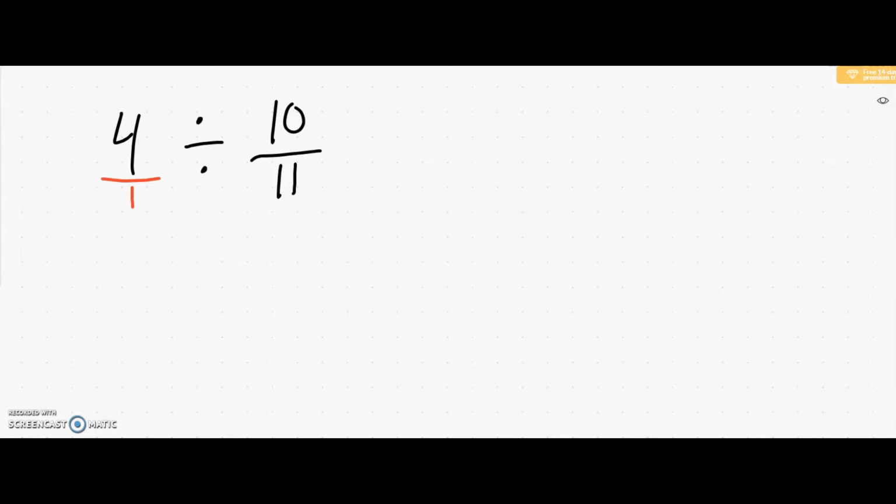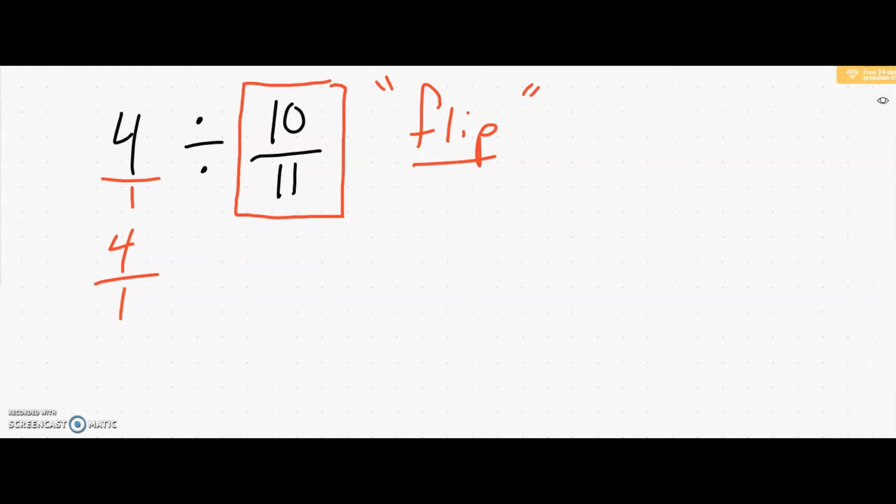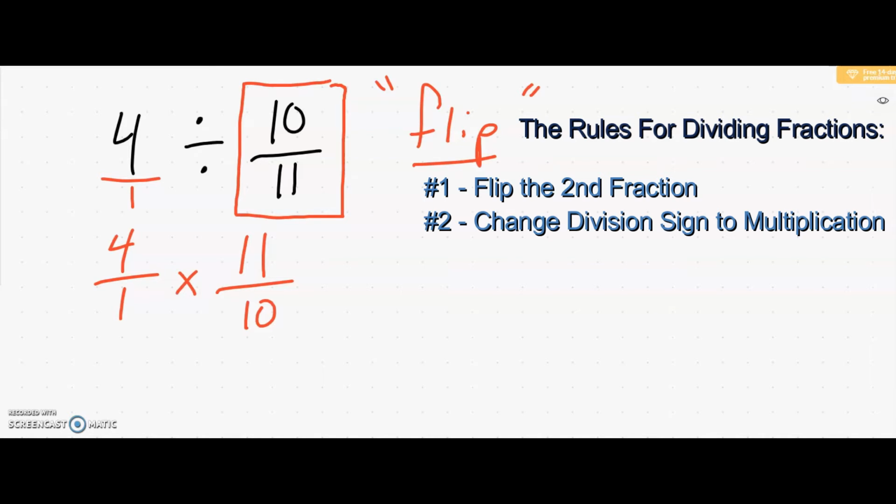Your second step, we have our 4 over 1. We take the second fraction, and this is the rule. It's always going to be the second fraction, and you flip it. It's called the reciprocal. But for you guys, we're just taking 10 over 11 and flipping it to become 11 over 10. And once you take that reciprocal, division now becomes multiplication. And now you're looking at a multiplication problem, which we've already done.